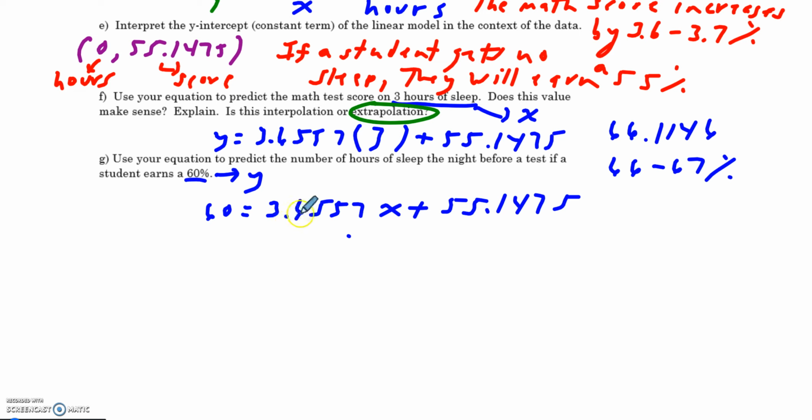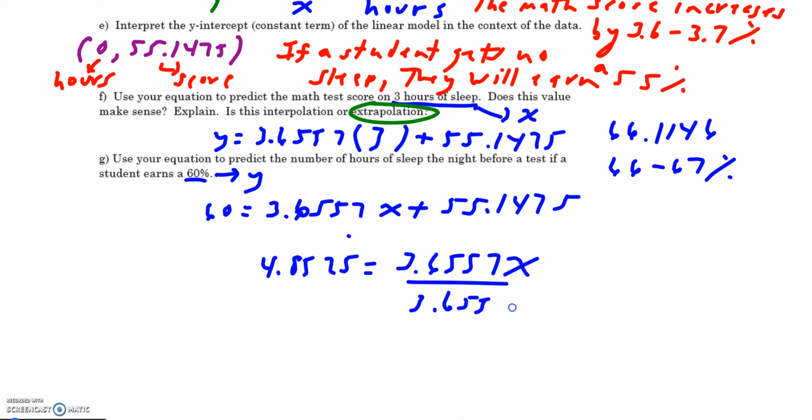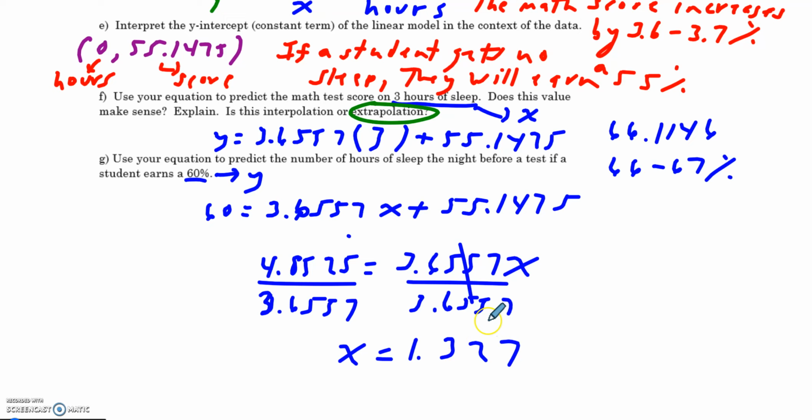So this says 3.6557. So now if I subtract the 55 over, I would get 4.8525 equals 3.6557x. If I divide both sides, sorry about my marker here, it's not as neat. I got my x value to be 1.327, and x is in terms of hours. So I would say a good answer is you would be getting somewhere between 1 and 1.5 hours of sleep.